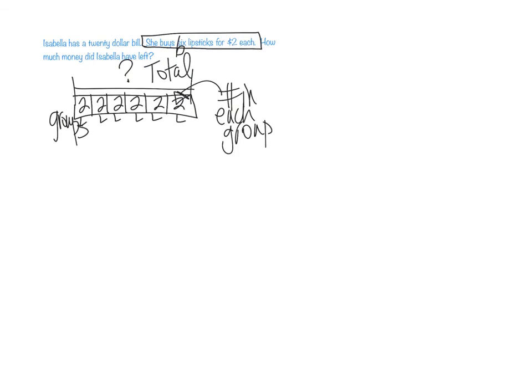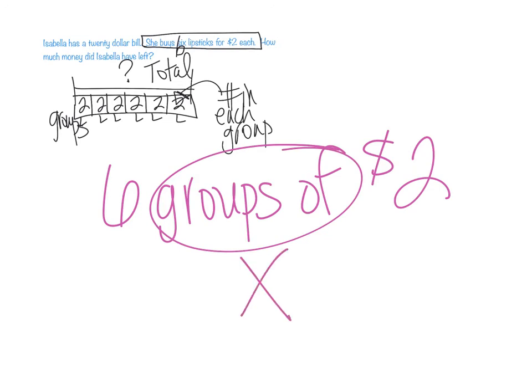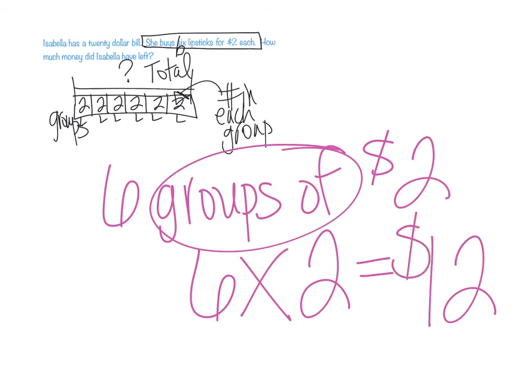So I know that I had 6 groups of $2. And groups of, we know, is multiplication. So I could easily multiply 6 times 2 to find my product. What is 6 times 2? Absolutely, it is 12. Now, I put my dollar sign because it's $12 that I'm looking for. Isabella bought $12 worth of lipsticks.